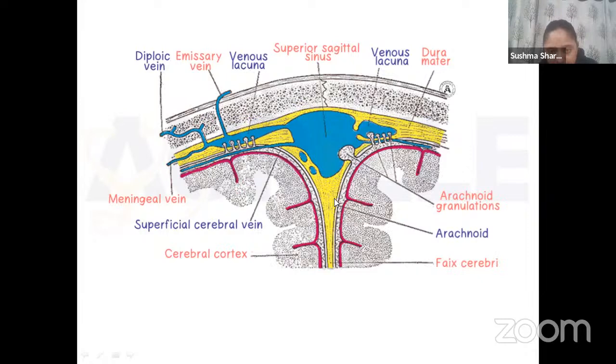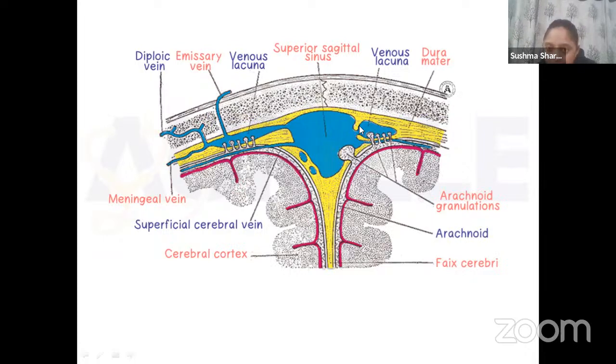Now this is the arachnoid, correct? I hope you know what arachnoid is in the first place. You're talking about meninges, right? We have dura mater, arachnoid and pia mater. And in the arachnoid, you have these arachnoidal granulations. You can see that this is the venous blood.